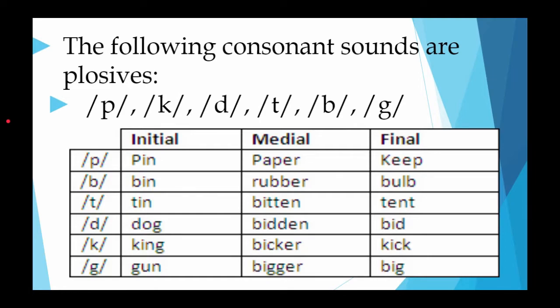For the K sound, we shall find it in the beginning of the word king, in the middle of the word bicker, and in the final and beginning part of the word kick. And finally, for the G consonant sound, we shall find it in the beginning of the word gun, in the middle of the word bigger, and in the final or at the end of the word big.